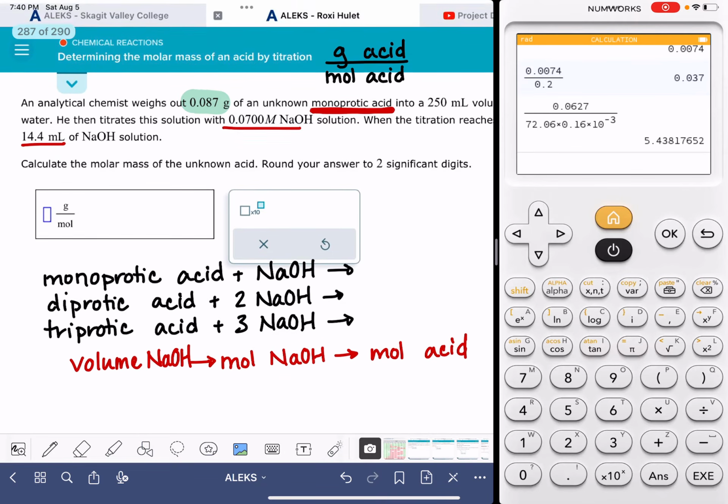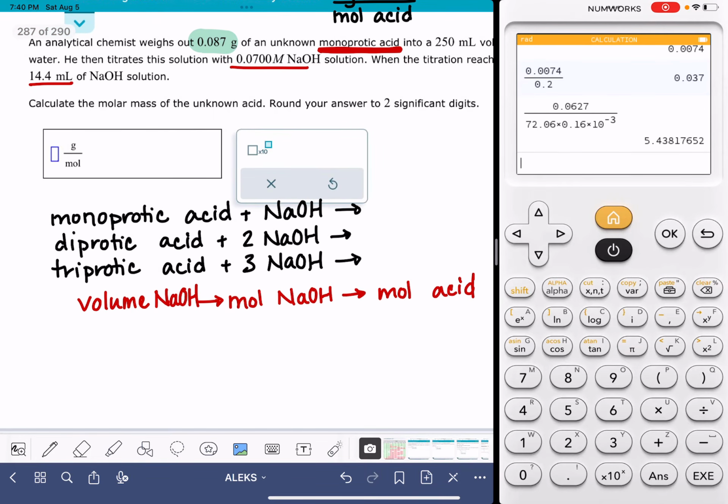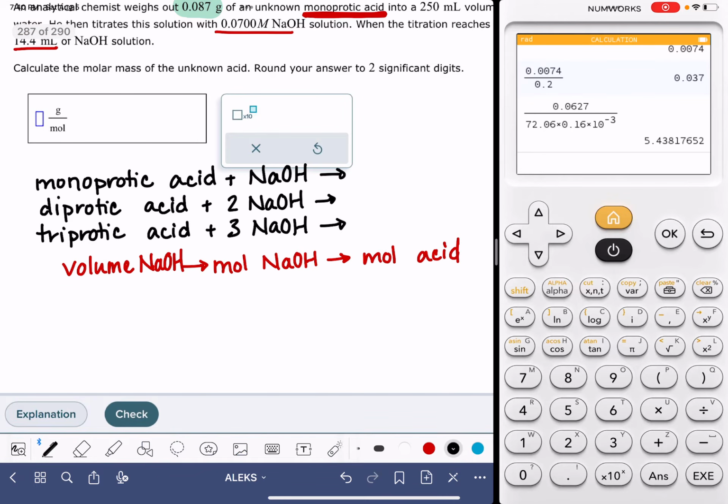My volume of NaOH is 14.4 milliliters, and right off the bat we're going to need to convert that out of milliliters and into liters, and I'll show you why in just a second. Milli is the prefix for 10 to the minus 3, so 1 milliliter is 10 to the minus 3 liters. That's going to cancel that unit.